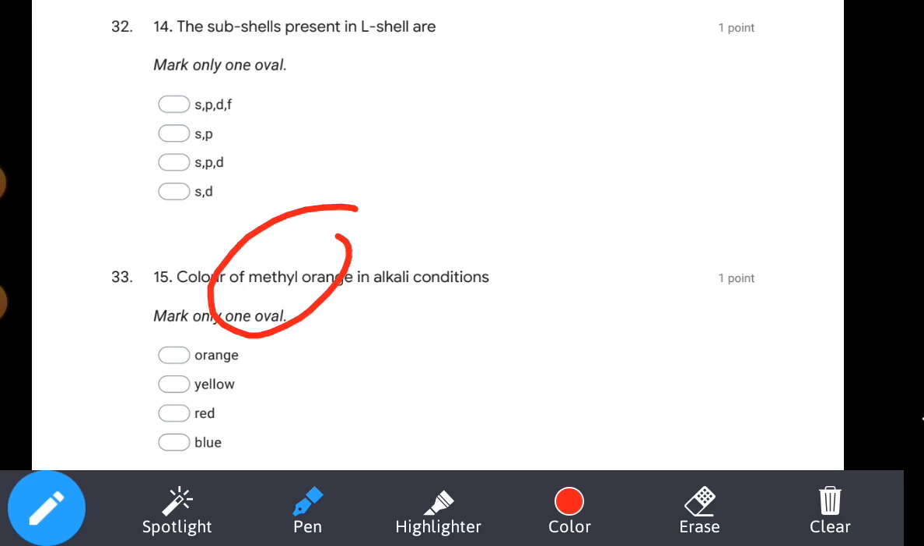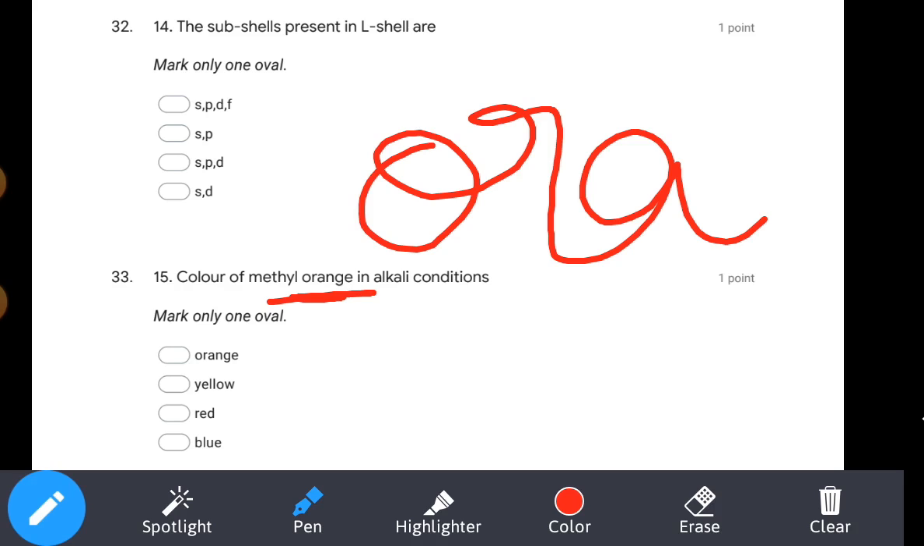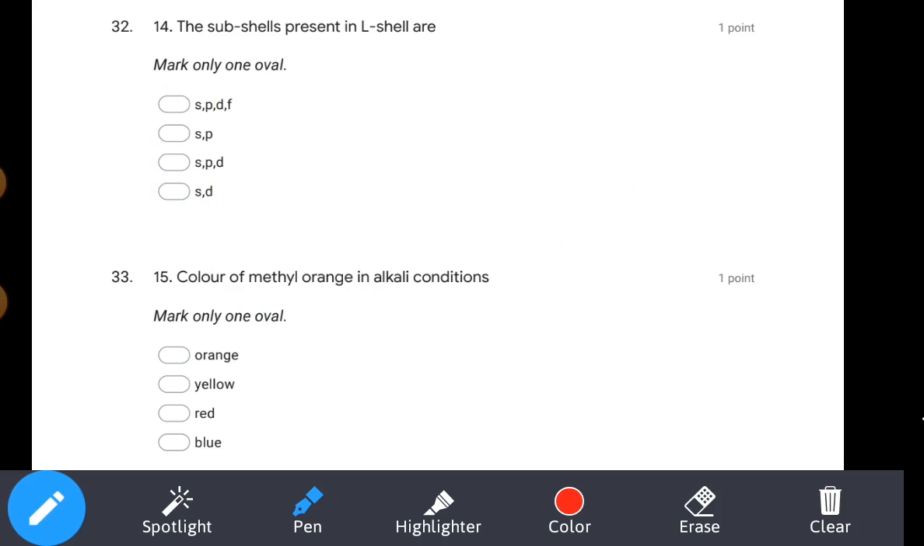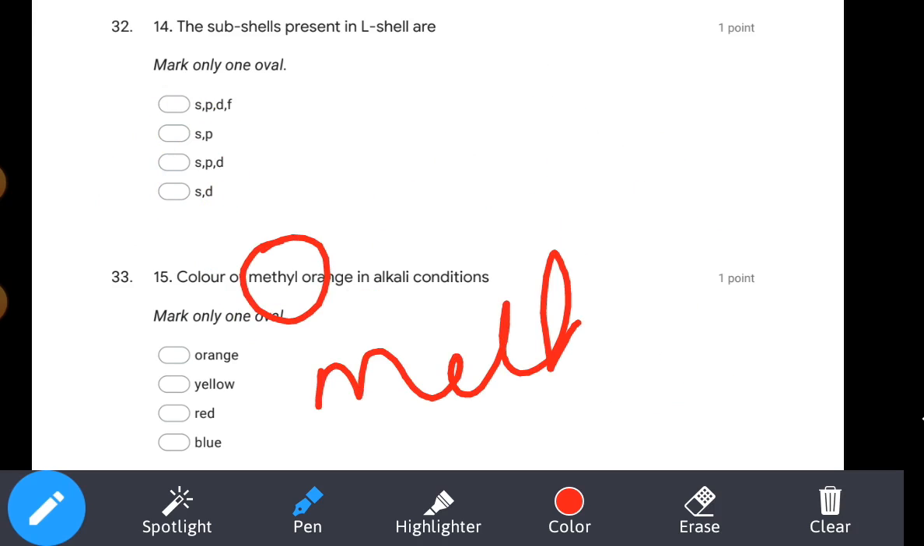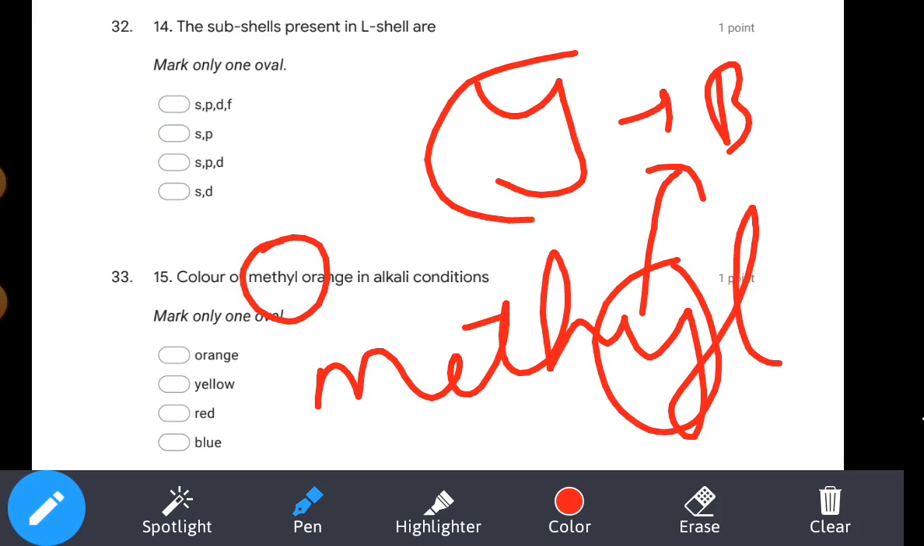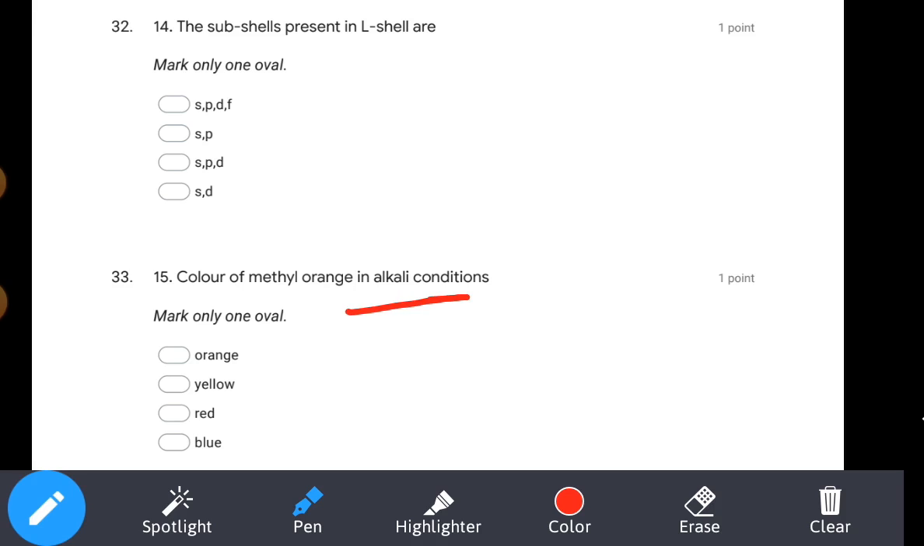Color of methyl orange in alkali. Alkali means base, always remember. In methyl orange, the 'OR' ends with A as in acid, and R means red, so in acid the methyl orange color is red. And methyl has Y, remember it as yellow, so in base its color is yellow. So alkali means base, its color is yellow. Option B.